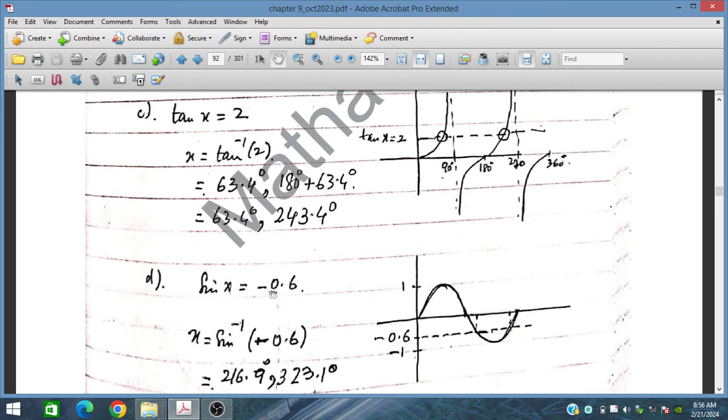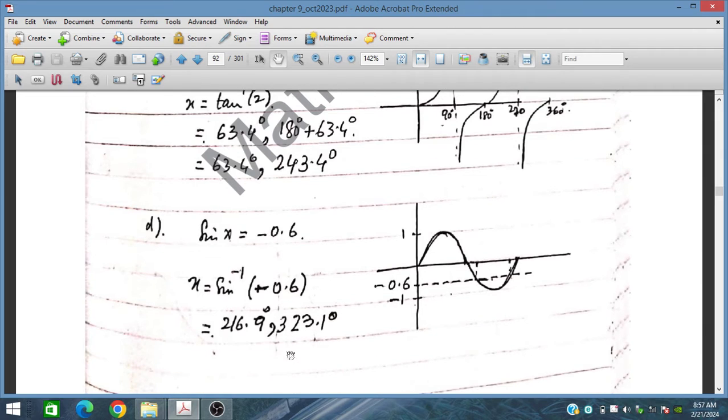And now sin x is equal to minus 0.6. This is the sine plot, and we see that sine is negative in the third and fourth quadrant. So we take the value of sine, which is 0.6, and on adding 180 degrees we reach here, so this is 260. Similarly, taking sine 0.6 positive value and subtracting it from 360, we reach here, that is 323.1.